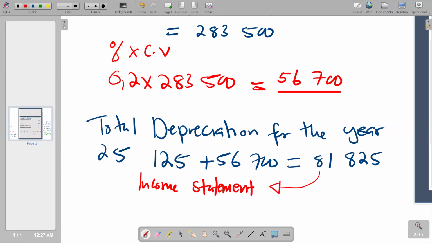So basically, this is what we have. So this is how we calculate our depreciation using the carrying value method or the diminishing balance method. And also the cost method, which is the straight line method. So basically, we take note of that.